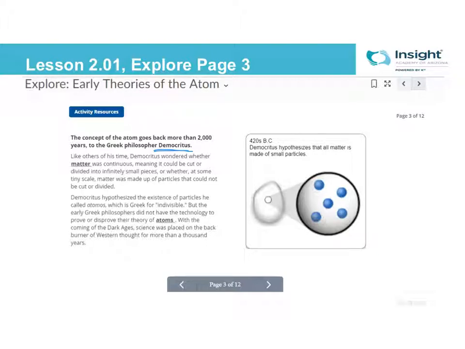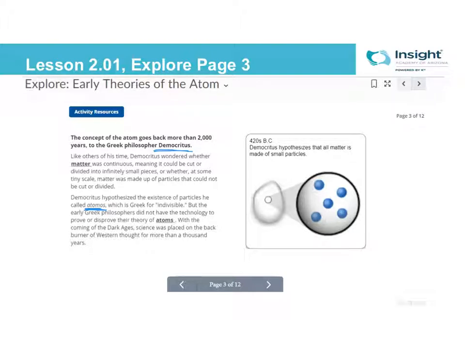So Democritus wondered whether matter was continuous, meaning could it be cut or divided into infinitely small pieces? Was there something that couldn't be broken down further? So he hypothesized particles that he called atomos. This is where the word atom comes from. And that actually means indivisible. So not invisible, but indivisible, meaning it can't be broken down further. That at some point, if you break matter down so tiny, you're going to hit something that you can't break down further. So that's how Democritus defined an atom.